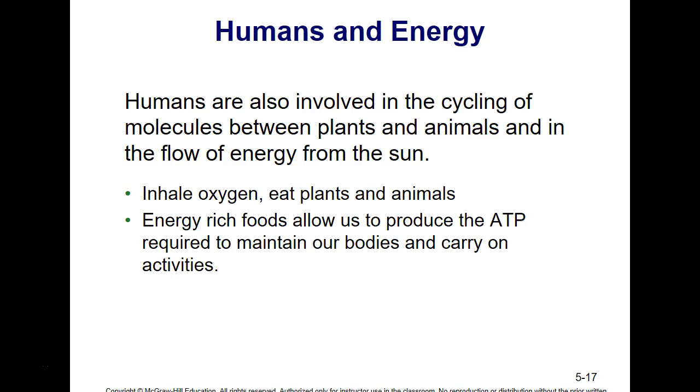All right, so humans and energy. How do we get our energy? We inhale oxygen, we eat the plants. The plants make their carbohydrates from the solar energy or from the sun. And we're considered animals because remember, we're part of that kingdom of animals. We eat what? The plants. So energy-rich foods allow us to produce the ATP required to maintain our bodies and to carry on our day-to-day activities.